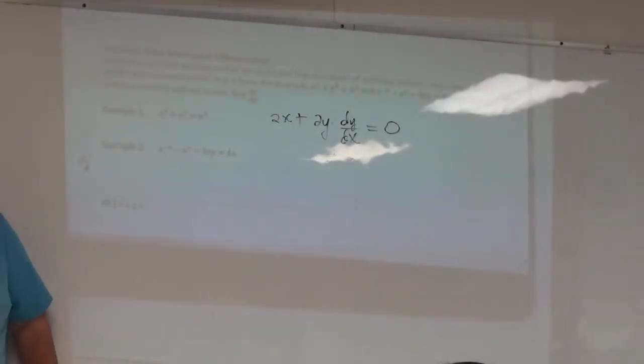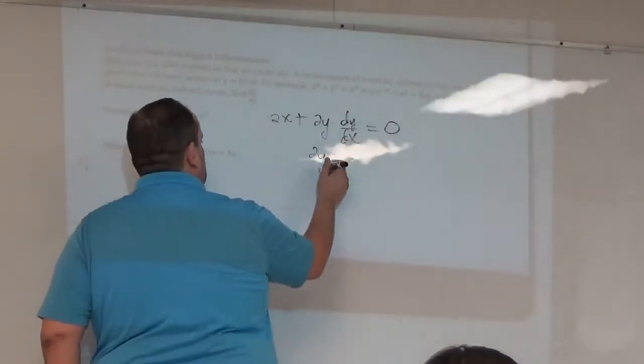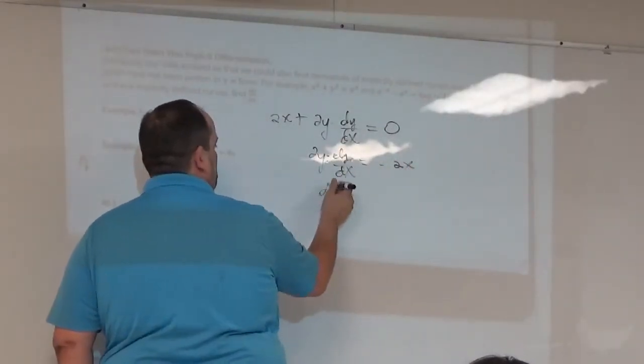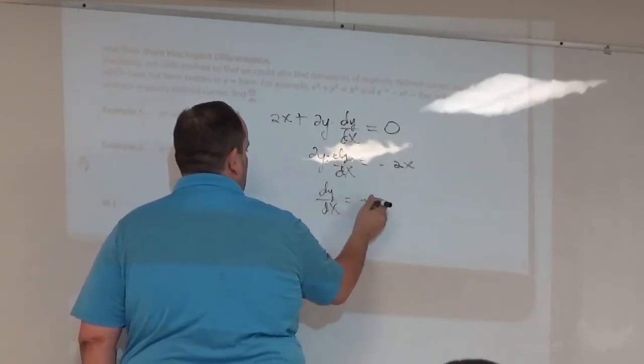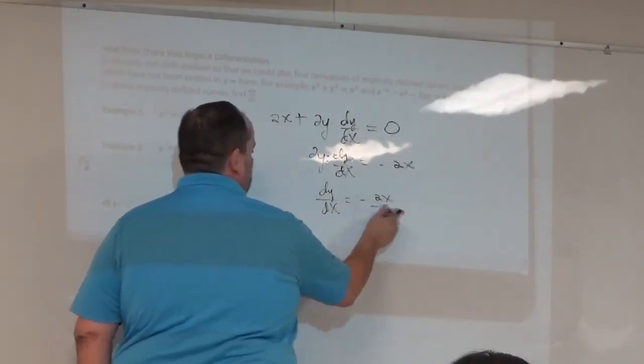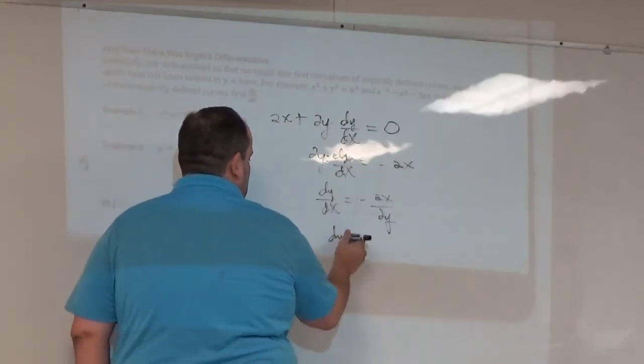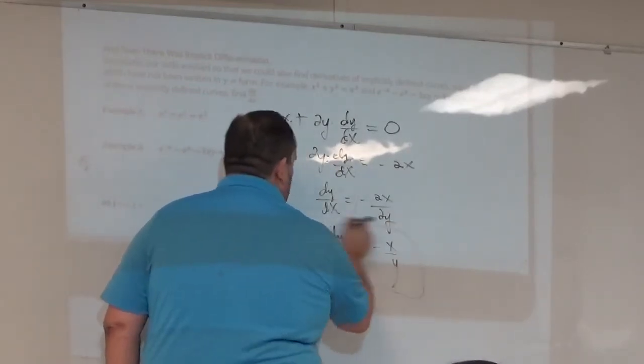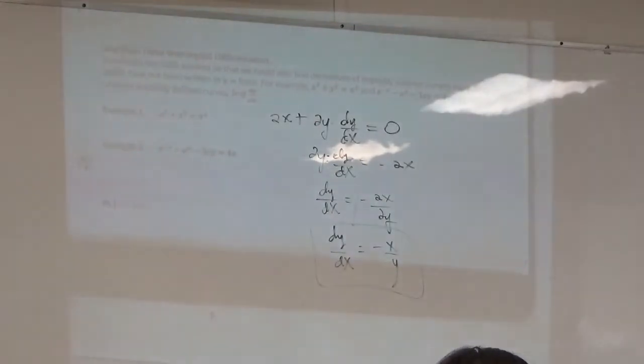So you subtract 2x. Good, nice job, Daisy. You can subtract the 2x to the other side. And then you're going to divide, so we get negative 2x over 2y. I like that, but even better, dy dx is negative x over y, and I hope everybody's still feeling really good. We're comfortable. Jalissa, how are you feeling?